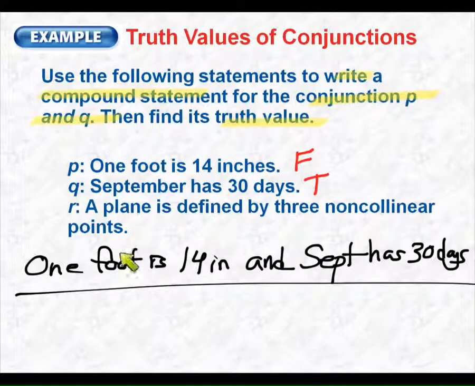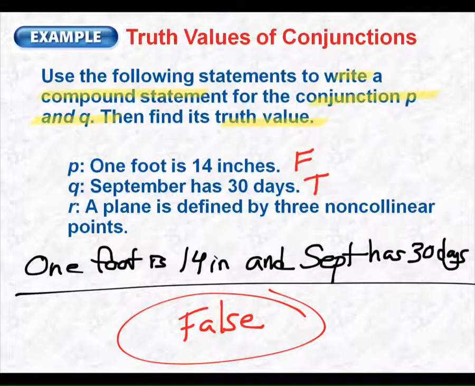So when I have the conjunction of these two statements, 1 foot is 14 inches and September has 30 days, would that conjunction be true or false? It would be false because both of them are not true. That one's false. Even though that one's true, I said and, and and means both of them have to be true in order for the whole thing to be true. So the truth value of this statement is false.